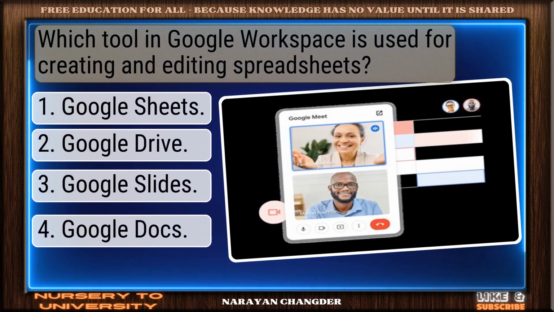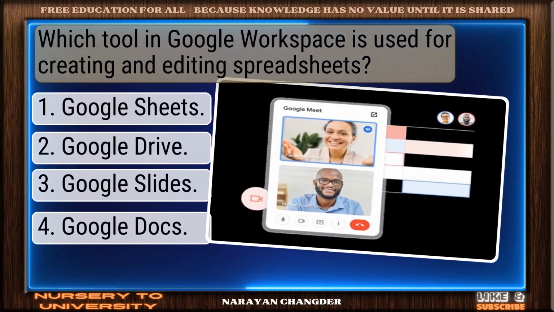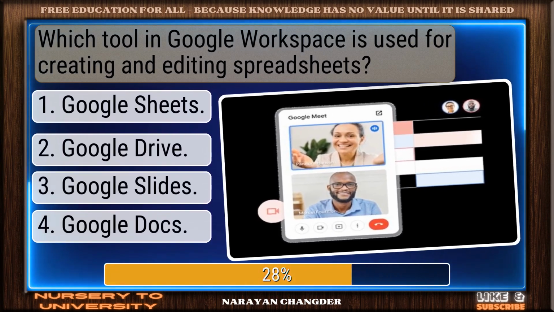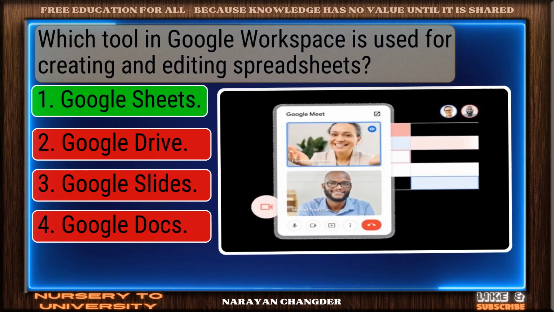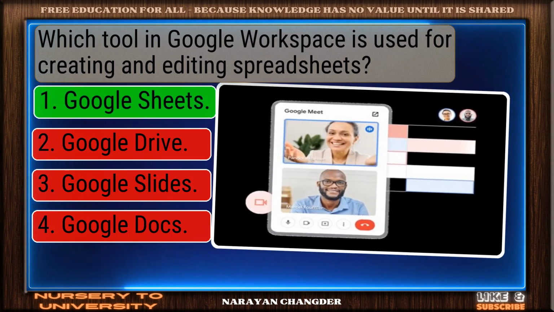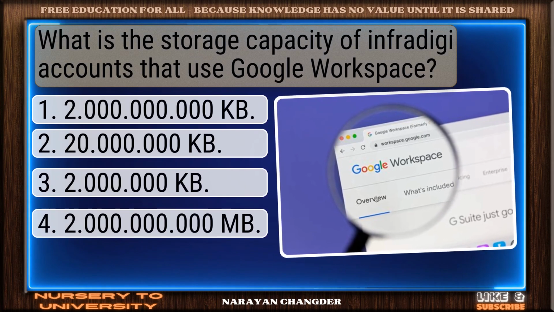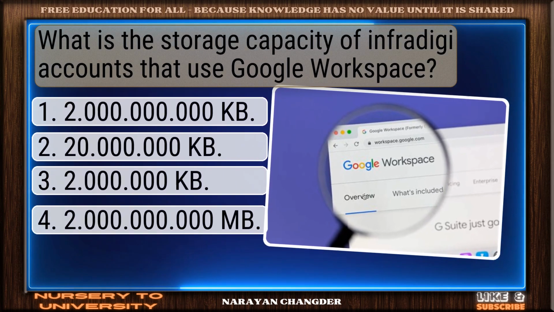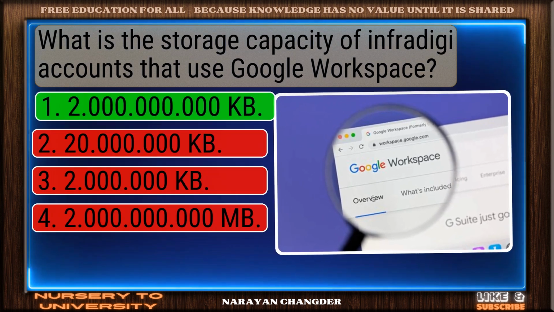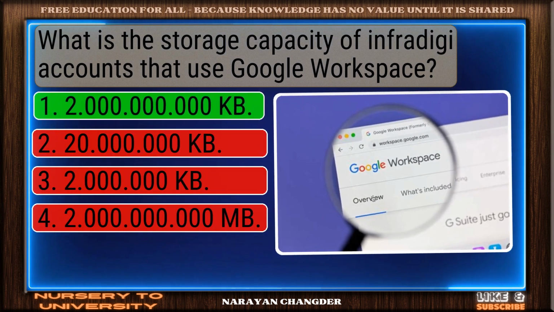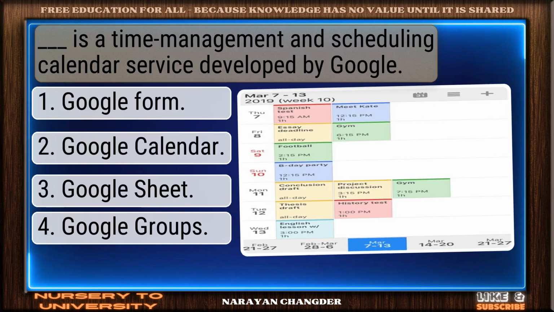Which tool in Google Workspace is used for creating and editing spreadsheets? Sharp thinking. Google Sheets is the right choice. What is the storage capacity of institutional accounts that use Google Workspace? Strong choice. 1000 by 1000 KB is the right answer.